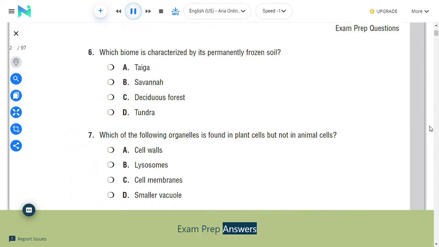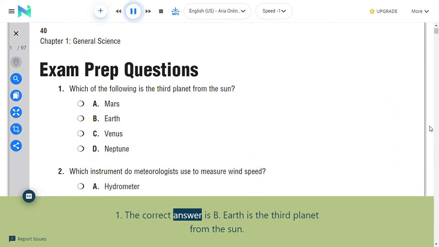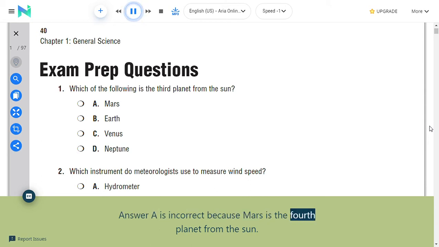Exam prep answers. 1. The correct answer is B. Earth is the third planet from the sun. Answer A is incorrect because Mars is the fourth planet from the sun. Answer C is incorrect because Venus is the second planet from the sun. Answer D is incorrect because Neptune is the eighth planet from the sun.